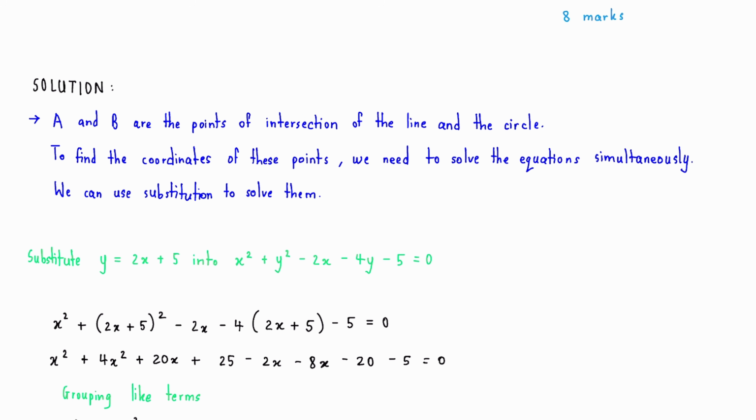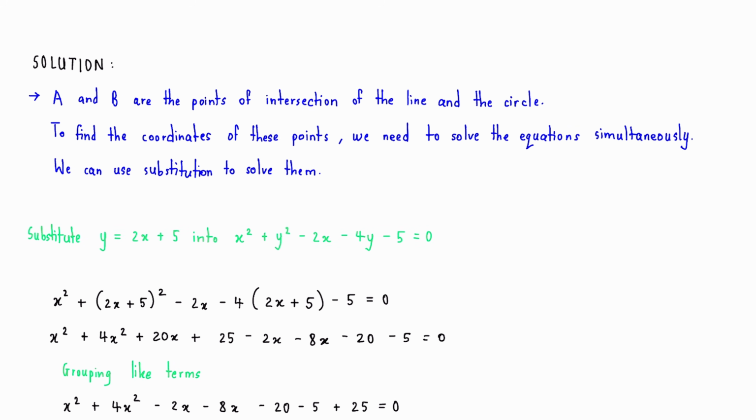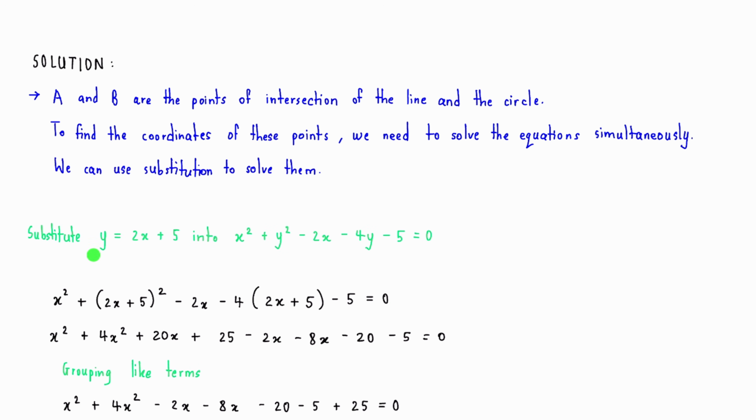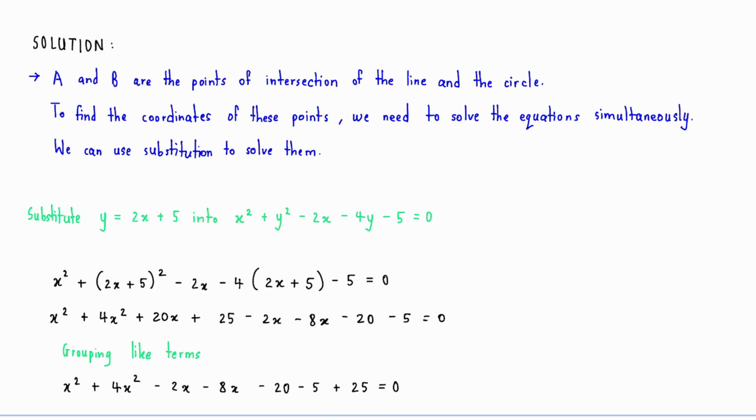To find the coordinates of these points, we need to solve the equations simultaneously, just like how we did before in an example. We can use substitution to solve them. So what we're going to do is substitute the line into the circle. Again, we did this before, so you all should be very familiar with it. And I want you to practice it as well. So if possible, please pause the video and try it before you actually look at the solution. So yeah, let's do it.